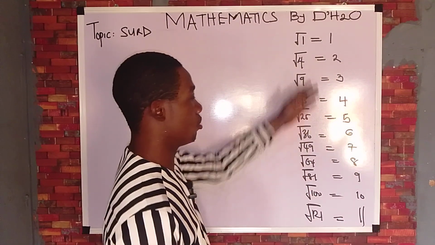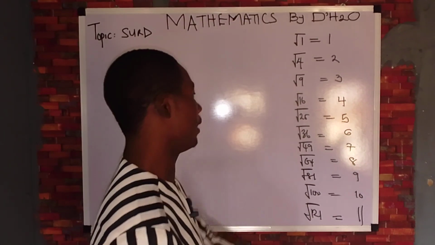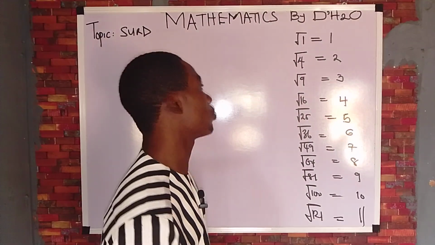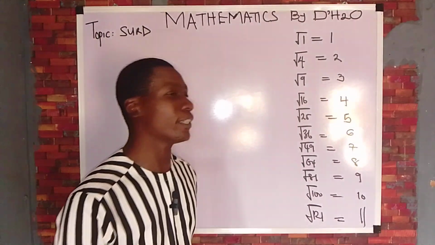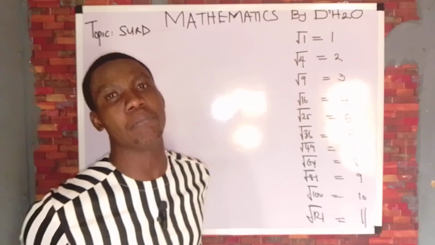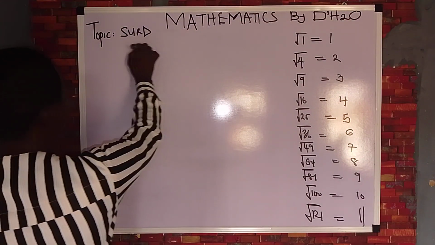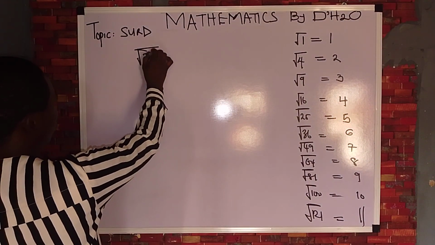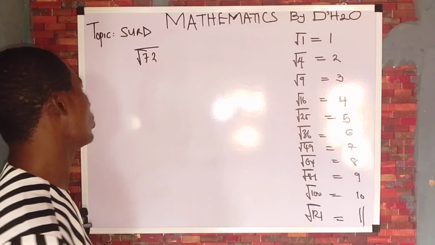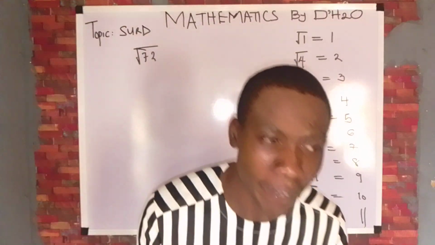What do we call these numbers? These numbers are called perfect square numbers. The ones here are called irrational numbers. But when we are talking about surd, we are talking about the square root of those arithmetic numbers that cannot be determined directly. For instance, if we have the square root of 72, 72 is an irrational number because you cannot determine the square root of 72 directly.